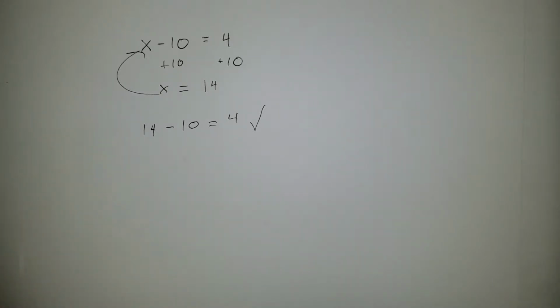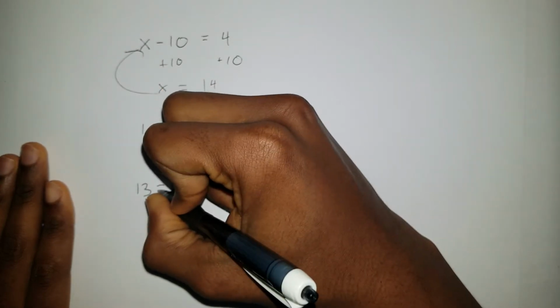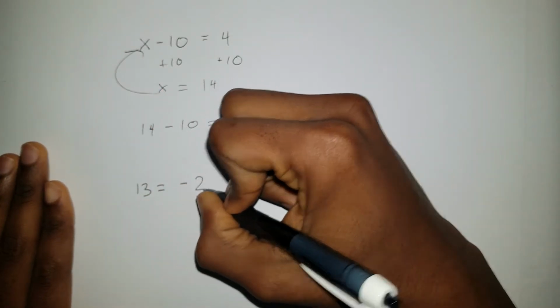Now, this is solving an equation using subtraction and addition. However, we can also solve equations by using multiplication or division. For example, 13 equals negative 2y.